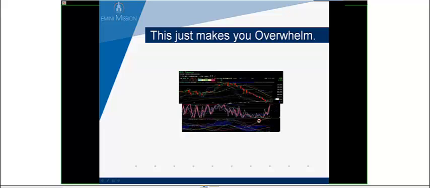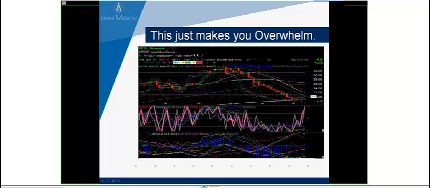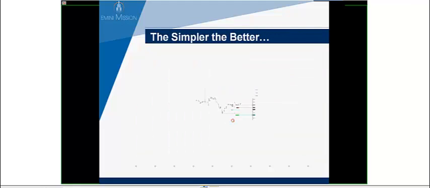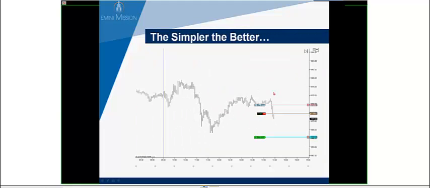Believe it or not, this is a screenshot from one of my previous students. So this is the reason why I'm just telling you, keep it simple. How can I say that it's keep it simple? Take a look at this chart. You see, pure price action, nothing in it.